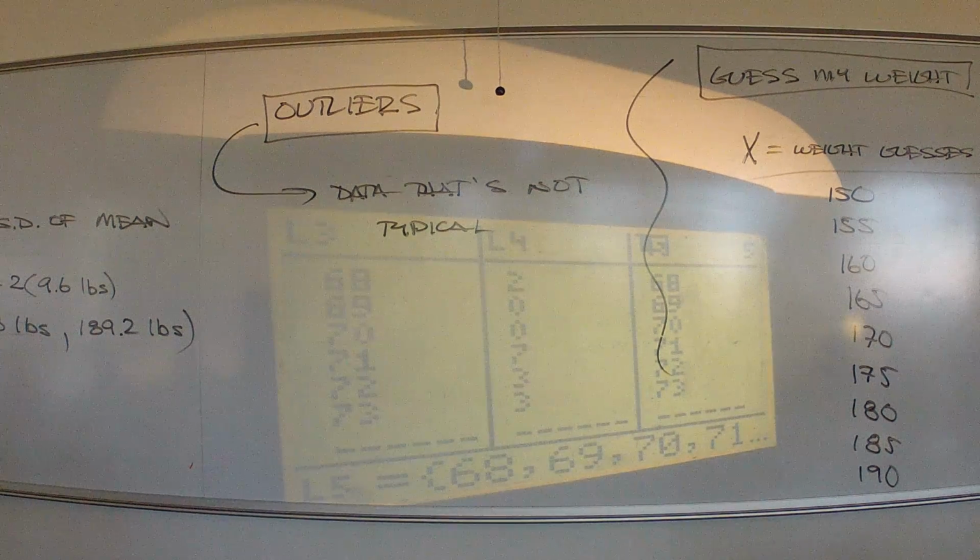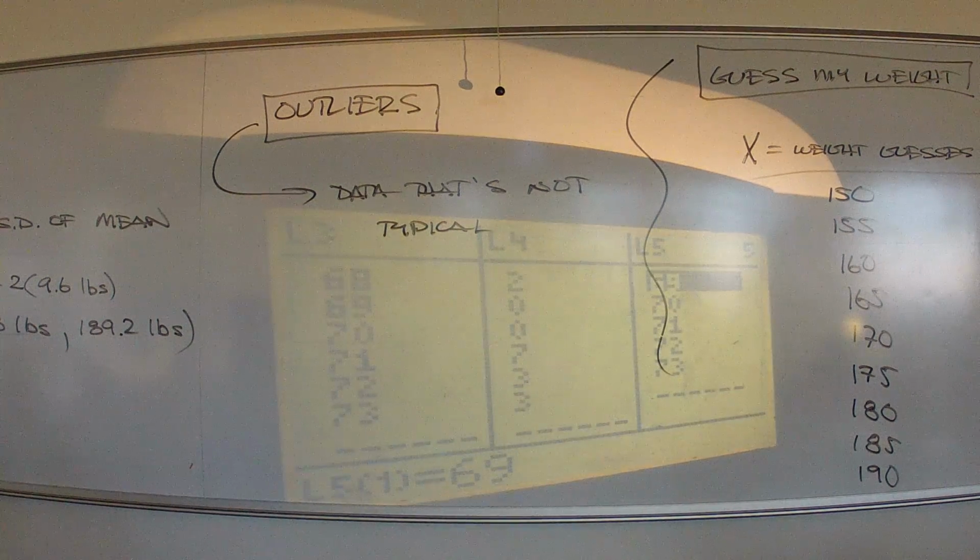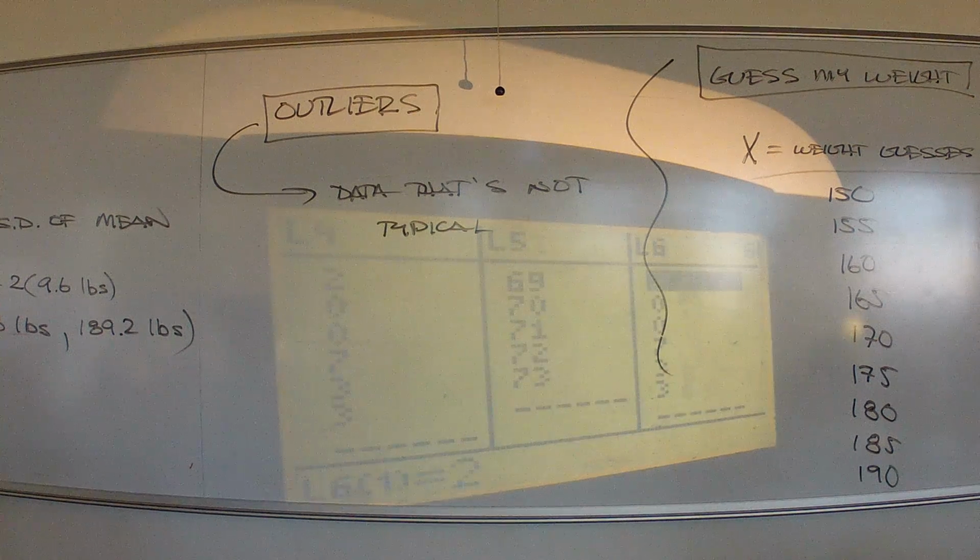Put your blinker on top of L5. Okay, with me so far? Then press second 1, then press enter. And it'll put all the stuff in L1 into L5. Chances are you'll forget it's over there until Wednesday, which is totally fine, because then we'll pull it back up and use it. Do the same thing with L6, but do second 2. There's our data in L5 and L6.